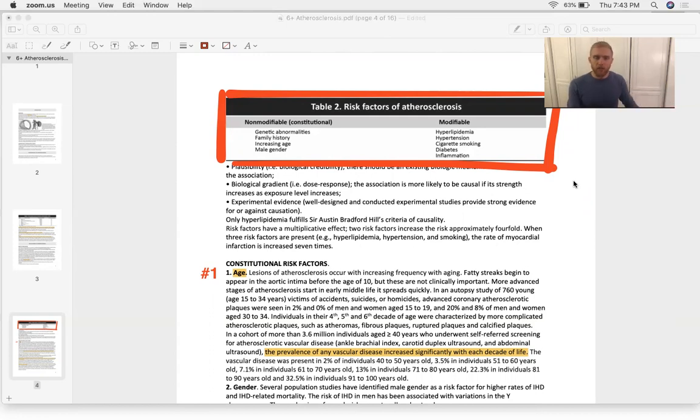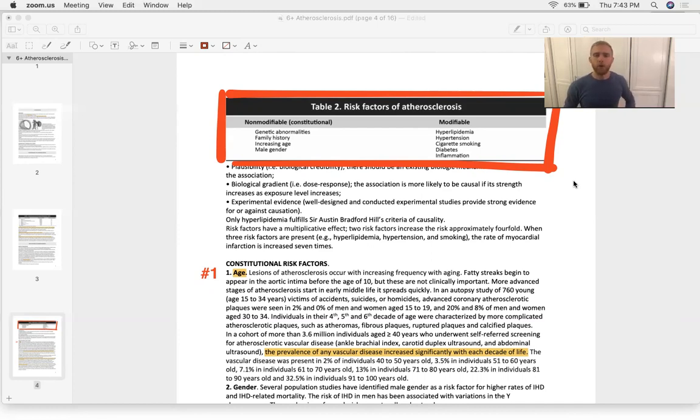So if you get a question that asks you to name the number of risk factors that a patient has, you ought to be going off of table 2, right? And if you get a question that says, what's the non-modifiable risk factor in this patient, then you ought to be going off of table 2. And then if you get a question that says, patient presents with atherosclerosis, what's their modifiable risk factor? Then you ought to be going off of table 2 here.